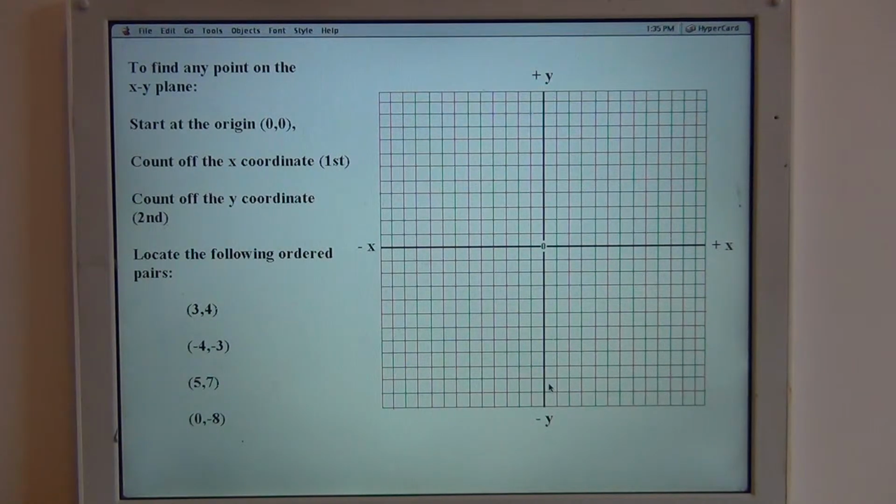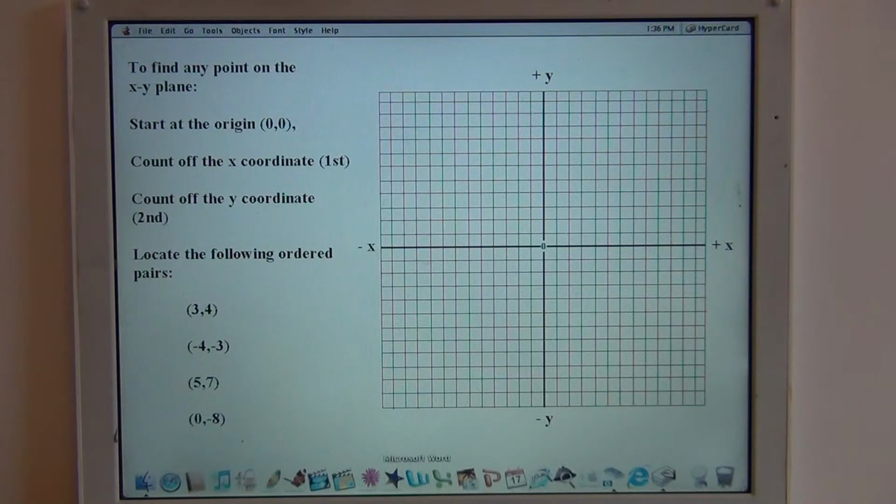So, put your video or DVD or whatever you're working on, put it on pause, and try with your finger to locate these points on this coordinate plane. Then turn it back on and we'll see how you did. Okay, go ahead.